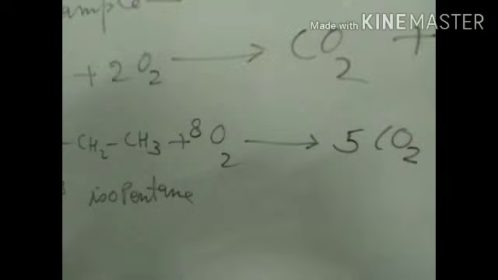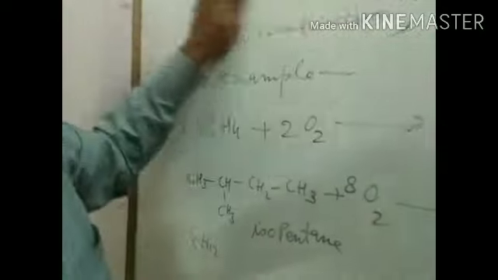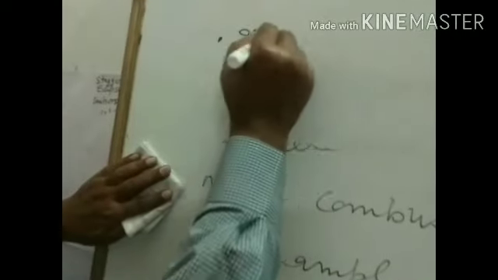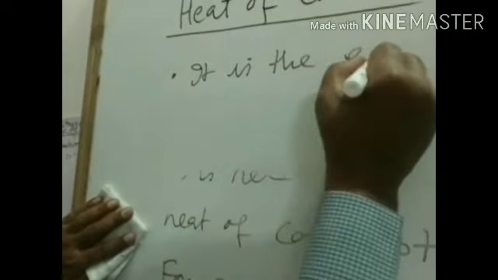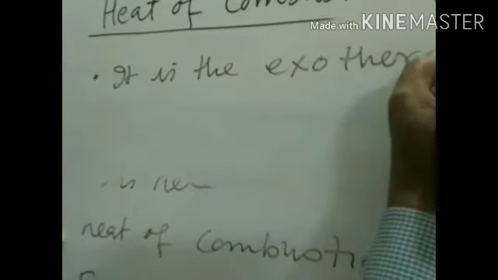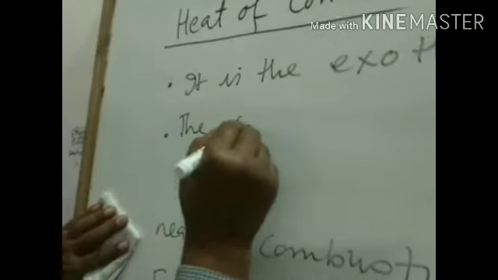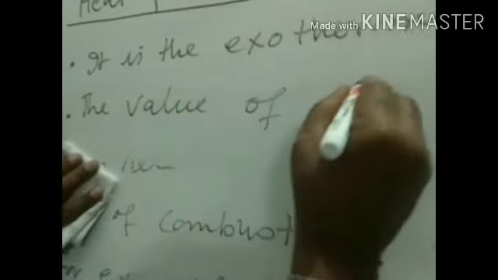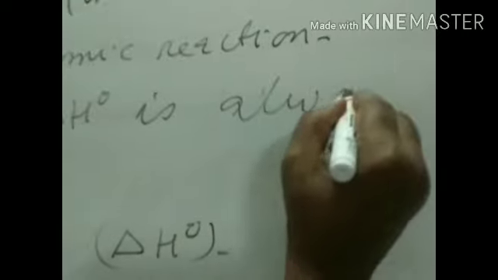So heat of combustion is an exothermic reaction. It is the exothermic reaction. The value of delta H0 is always negative.